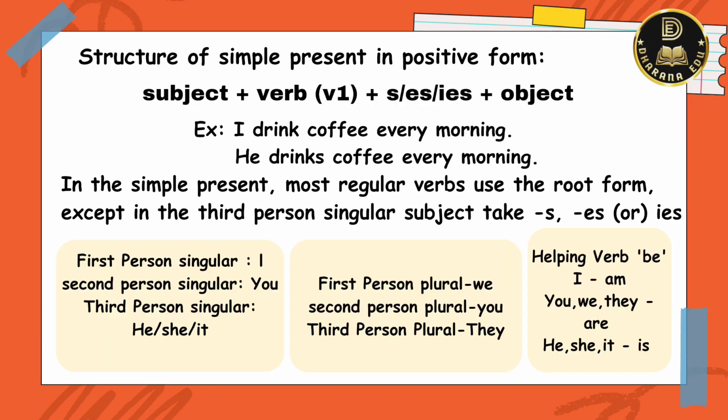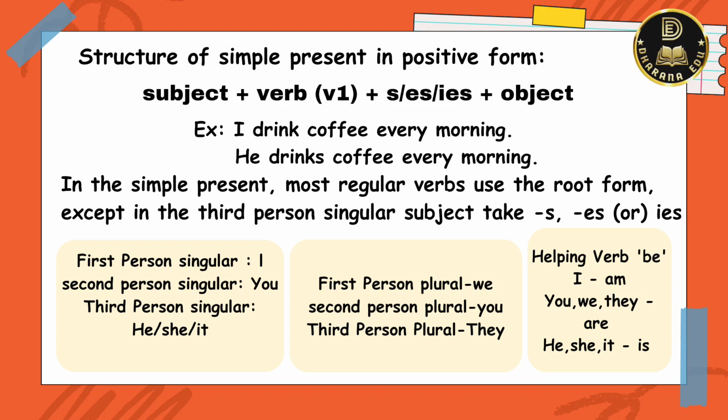Structure of simple present in positive form: subject plus verb plus s, es or ies plus object. In the simple present, most regular verbs use the root form, except in the third person singular, where the verb takes s, es or ies. See the example. I drink coffee every morning. He drinks coffee every morning. So for third person singular, he, drink becomes drinks.